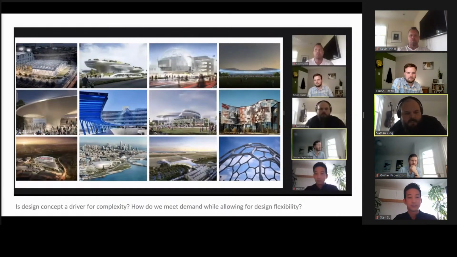I'll throw out some questions here. Is the design concept a driver for complexity? We have all these new tools. Is it helping us achieve complexity? Stealing a slide from Gustav.